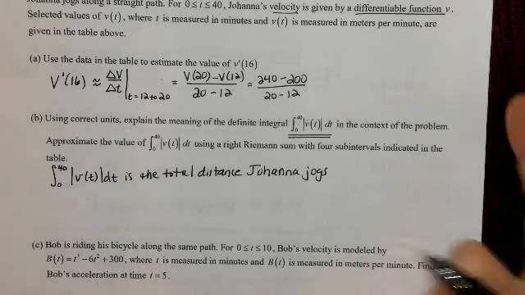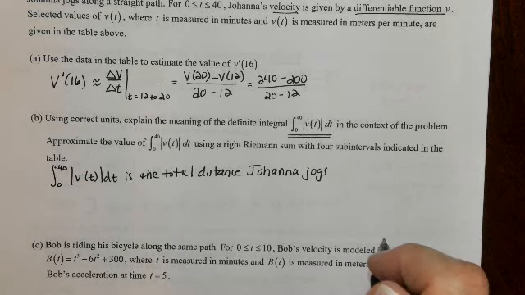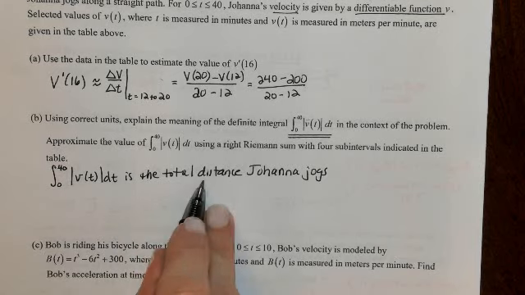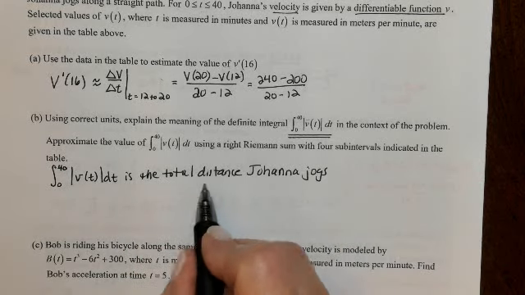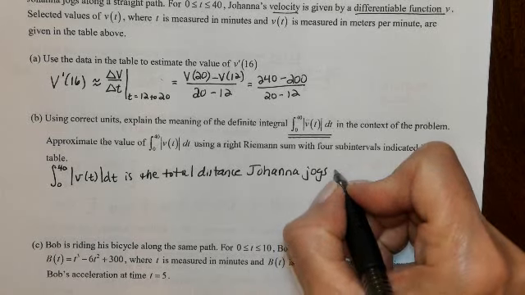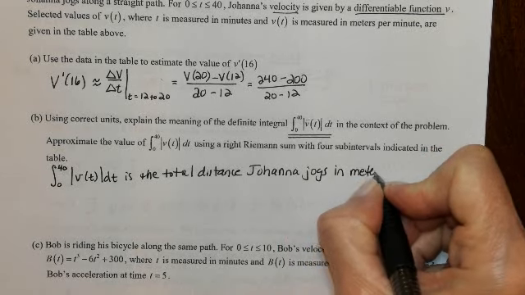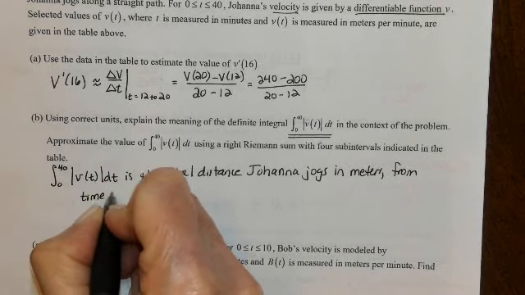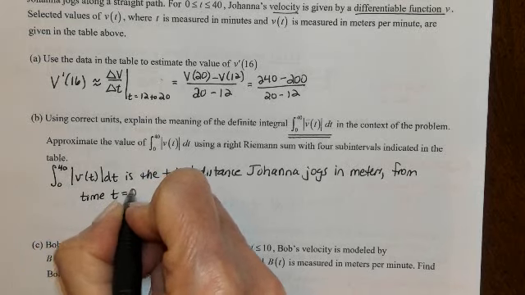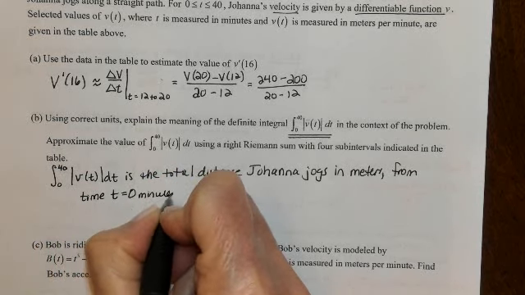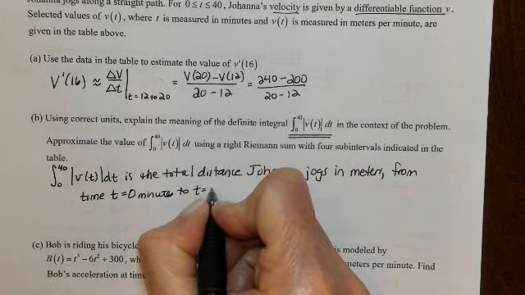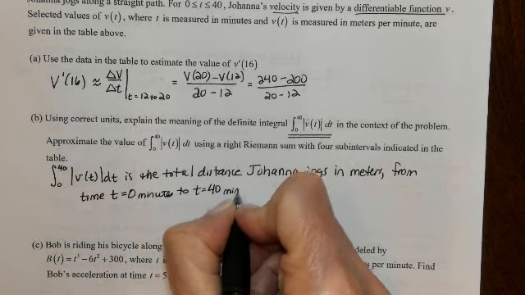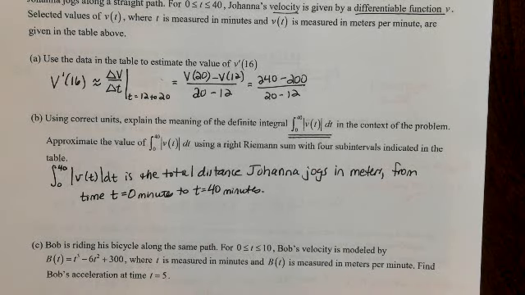Remember, 2 sets of units in every one of these interpretation problems. We've said what it is, total distance. Now I need to get to my units. So it's the total distance Joanna jogs in meters from time t equals 0 minutes to t equals 40 minutes. So it's the total distance that she jogged in meters in her 40-minute run.